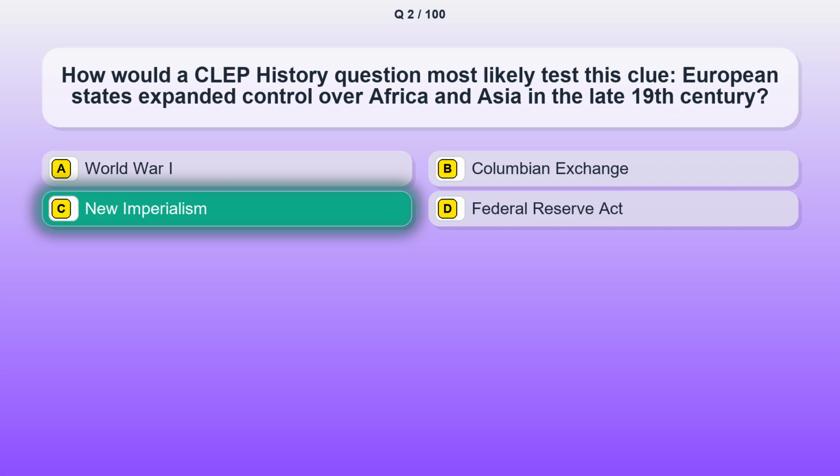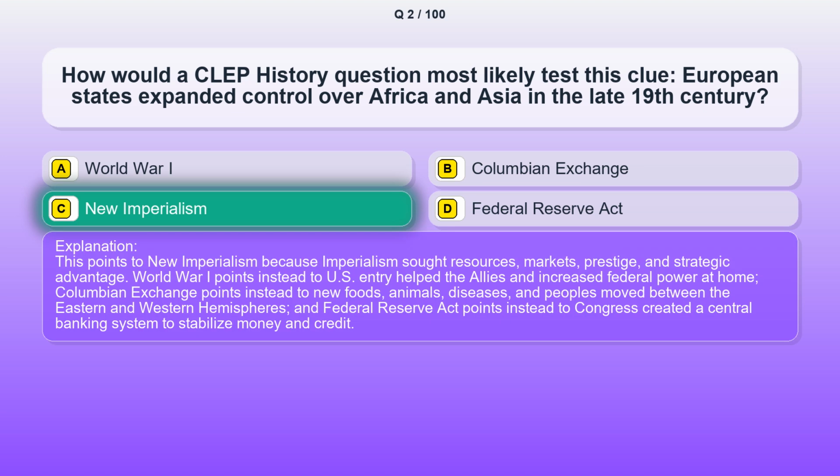The correct answer is option C. New Imperialism. This points to new imperialism because imperialism sought resources, markets, prestige, and strategic advantage. World War I points instead to U.S. entry helping the Allies and increasing federal power at home. Columbian Exchange points instead to new foods, animals, diseases, and peoples moving between the Eastern and Western hemispheres. And Federal Reserve Act points instead to Congress creating a central banking system to stabilize money and credit.